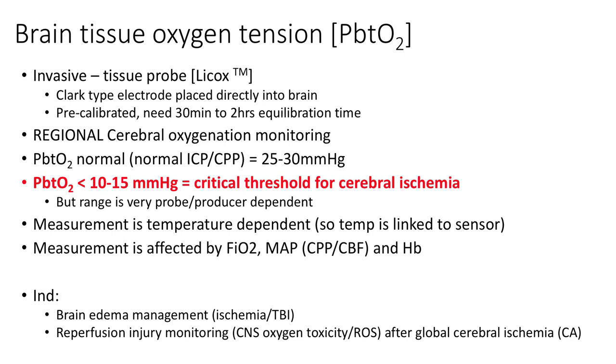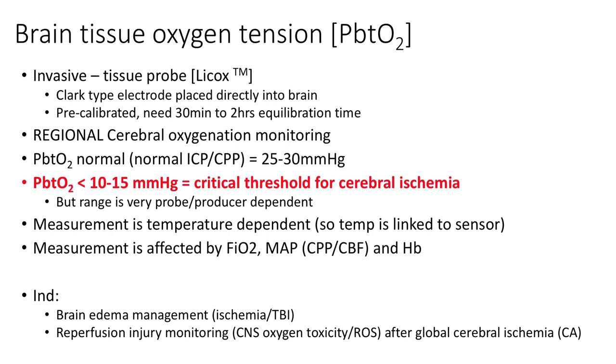A normal tissue tension in the brain is around 25 to 30 millimeters of mercury, assuming a normal ICP and normal cerebral perfusion pressure. Less than 10 to 15 is seen as the critical threshold for cerebral ischemia. But obviously this is very much probe dependent, probe producer dependent, and also depends on where the probe is placed. If the probe is placed in normal brain tissue, obviously you want normal oxygenation levels. But why would you place a tissue probe in a normal level?